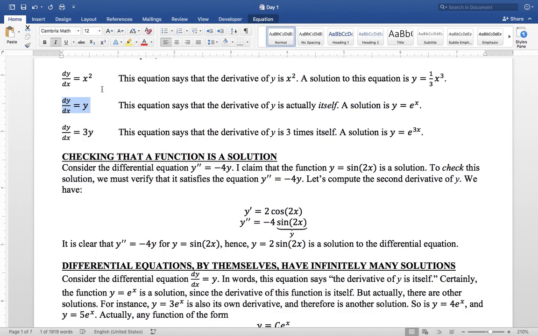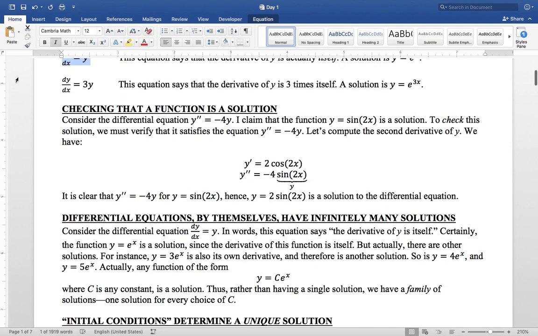Let's have a look at this second differential equation. This equation says that the derivative of y is actually itself, right? The derivative of y with respect to x is y. A solution is y equals e to the x, because if you recall, the derivative of e to the x is actually itself, e to the x. So does this function satisfy this differential equation? Yeah, because if we look, is the derivative of y with respect to x y itself? Well, yes, it is.